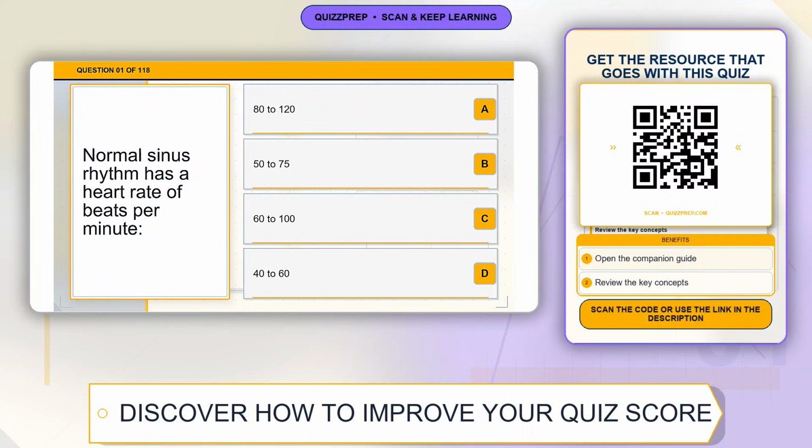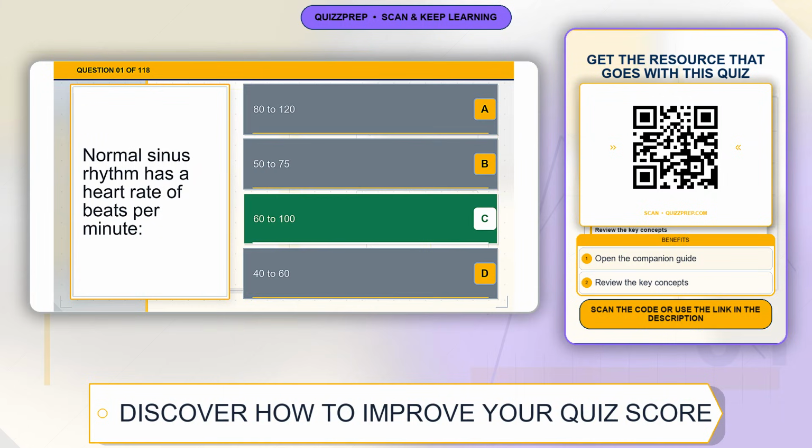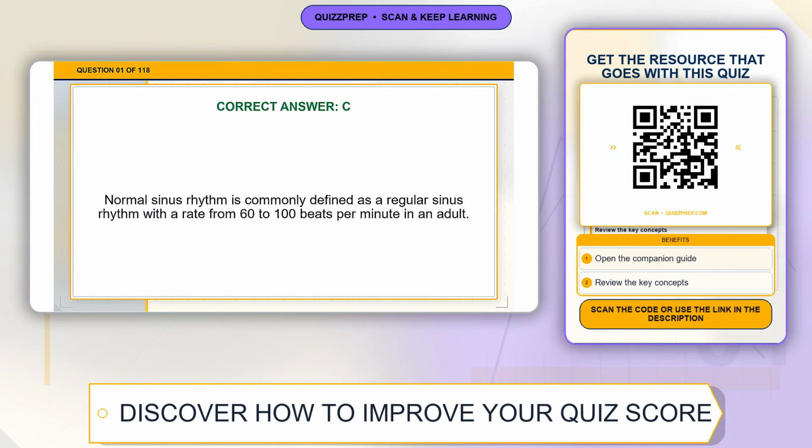Question 1. Normal sinus rhythm has a heart rate of blank beats per minute. Option A, 80 to 120. Option B, 50 to 75. Option C, 60 to 100. Option D, 40 to 60. The correct answer is option C, 60 to 100. Explanation. Normal sinus rhythm is commonly defined as a regular sinus rhythm with a rate from 60 to 100 beats per minute in an adult.